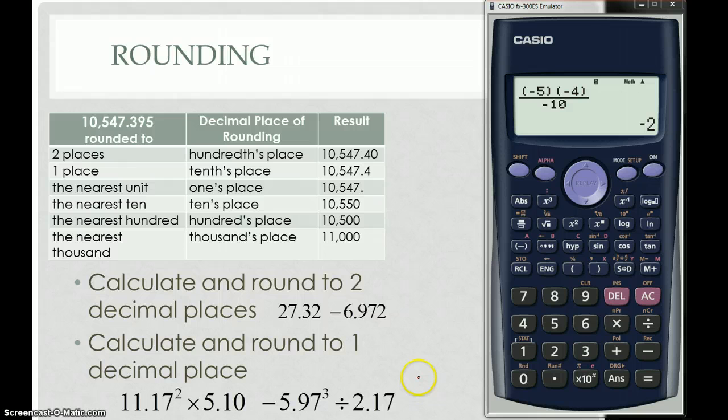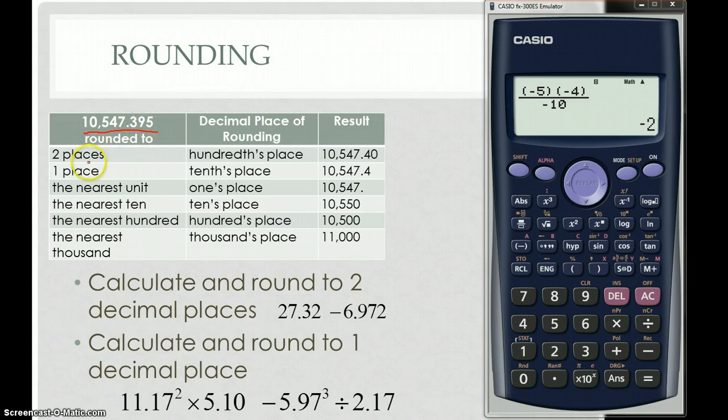Next, let's look at rounding. You have to do a lot of rounding in this section because there's a lot of times you deal with decimals and they have large numbers. So if I look at this number right here, 10,547.395, the answer is different depending on how much I round it to.